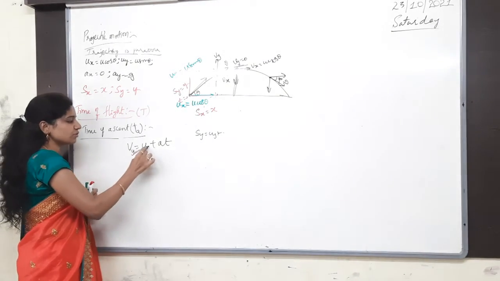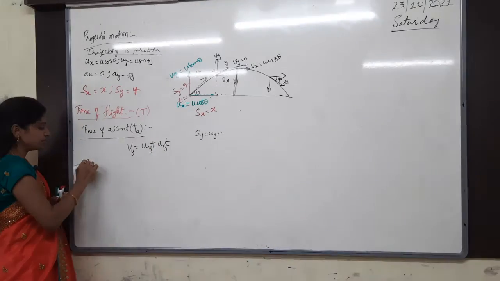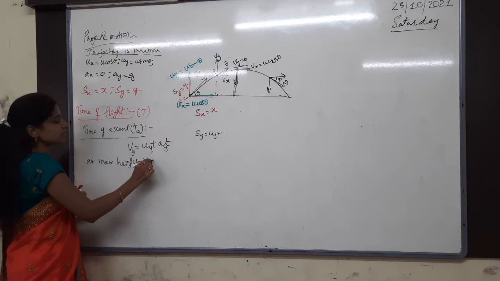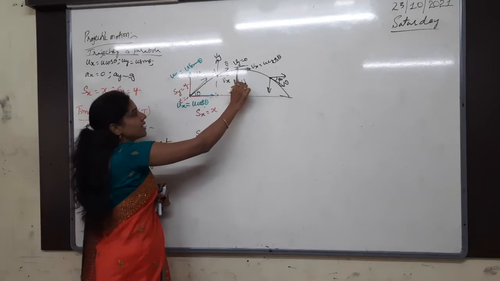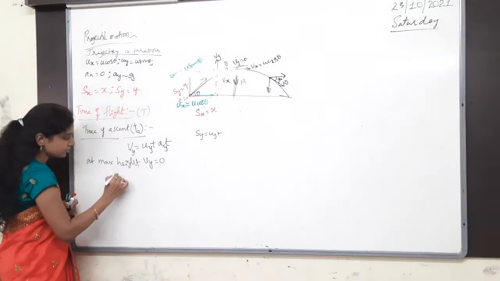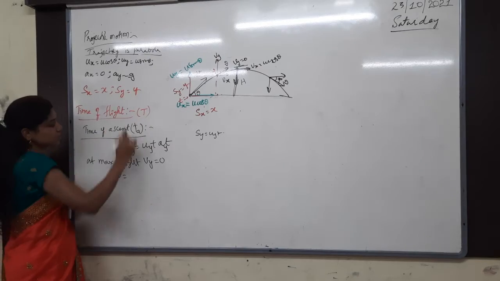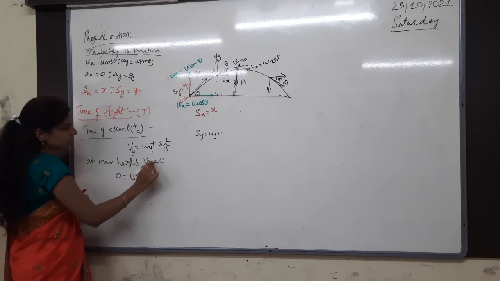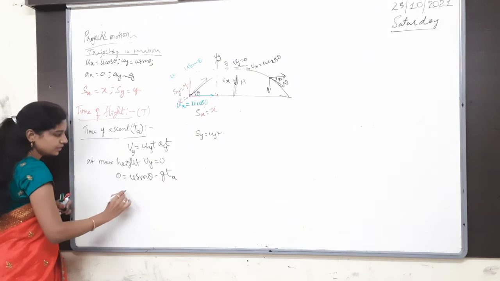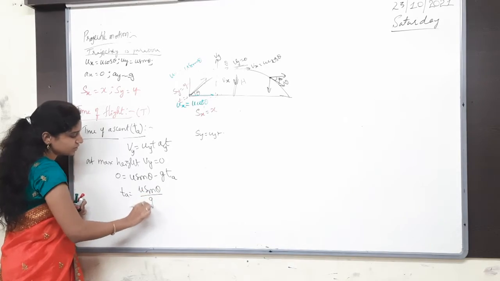So vy is equal to uy plus ayt at maximum height. At maximum height, what happens? vy is equal to how much? 0. At maximum height, vy is equal to 0. Then 0 is equal to uy, what is the formula? uy is equal to u sin theta minus ay, which is what? g t, minus gt. Time of ascent. Then time of ascent, what can I write simply? u sin theta by g.